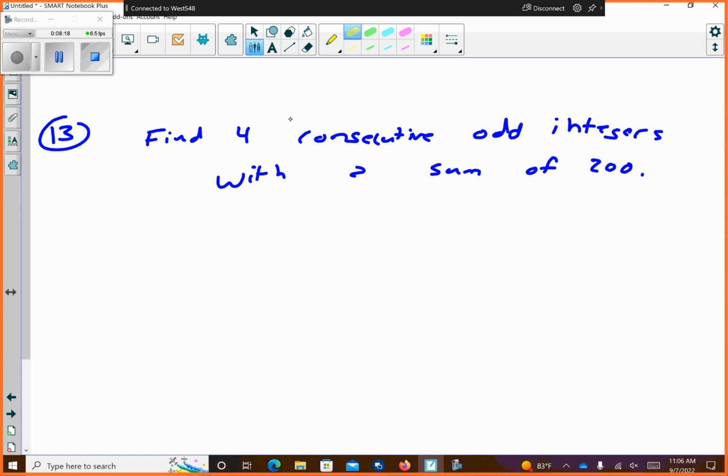So this is just like a word problem we would do on a test. This 4 means something. And then they say consecutive odd. And then we know a sum and we know of 200. Okay? So that's about how far I'd get if this was a test.